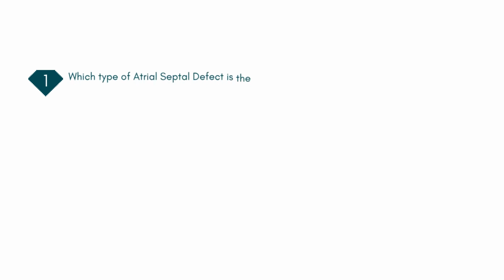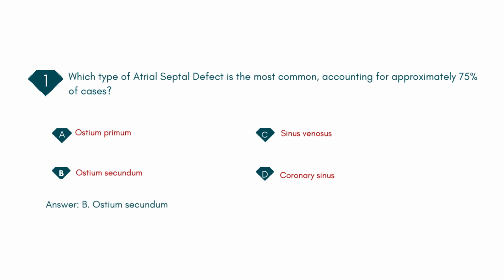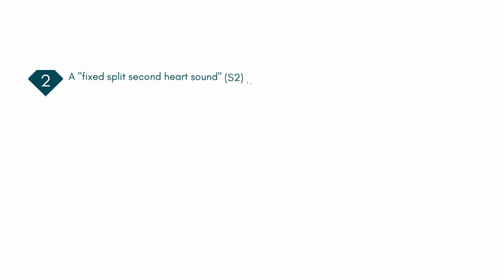Which type of atrial septal defect is the most common, accounting for approximately 75% of cases? A. Ostium primum. B. Ostium secundum. C. Sinus venosus. D. Coronary sinus. Answer: B. Ostium secundum. A fixed split-second heart sound, S2, is a hallmark physical finding of ASD.